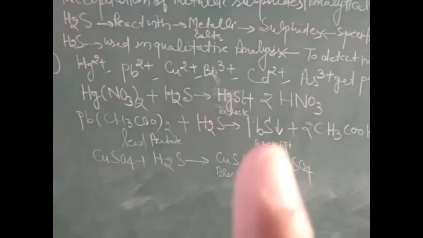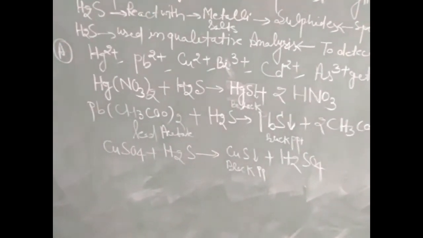Again, when hydrogen sulfide gas is passed in lead acetate Pb(CH3COO) whole twice solution, then formation of lead sulfide PbS, that is black color precipitate, is formed along with formation of acetic acid. Again, when hydrogen sulfide gas is passed in copper sulfate solution, then formation of black color precipitate of copper sulfide takes place along with formation of sulfuric acid.